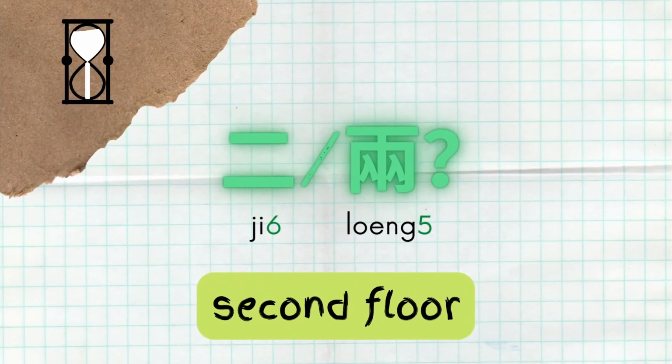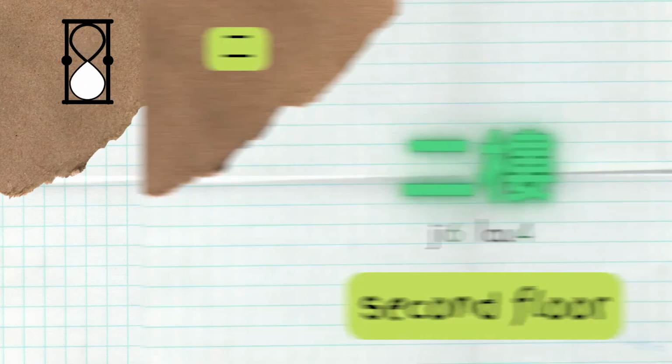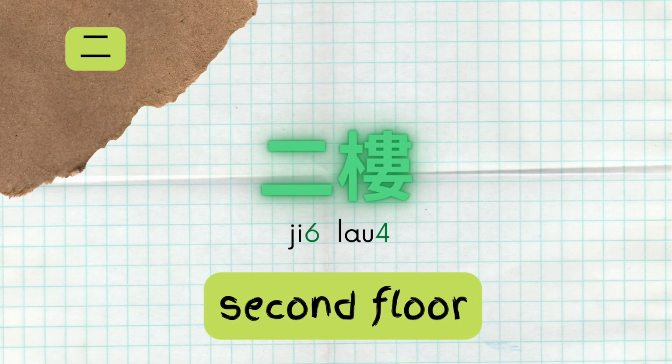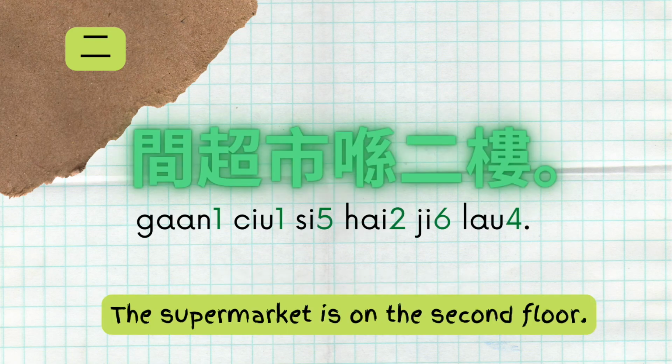Before we finish, let's do a quick test to see if you can tell when to use yi or learn. Second floor. That's right, we used yi here as is an ordinal number. For example, 間超市喺2樓.